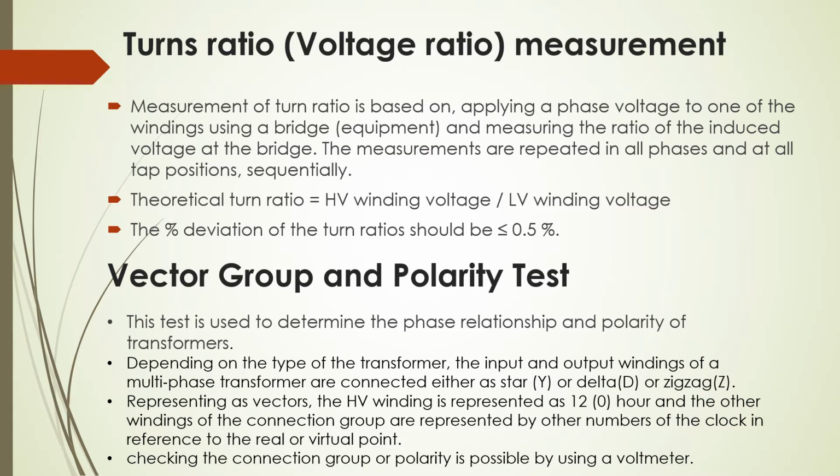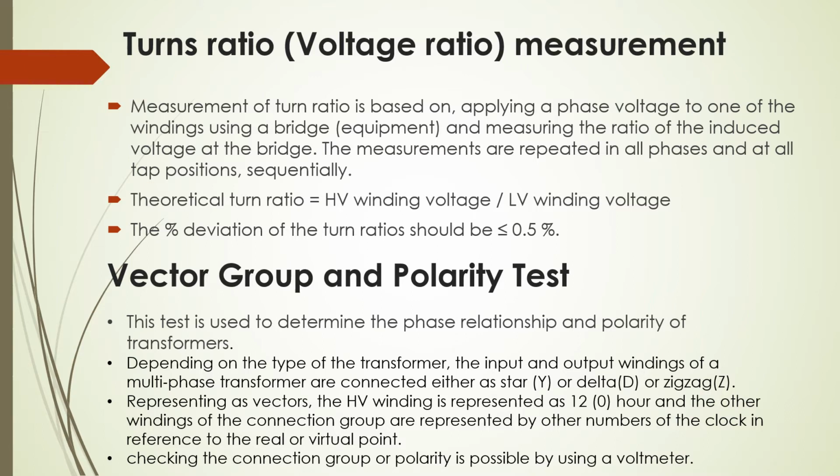Turns ratio or voltage ratio measurement. Measurement of turns ratio is based on applying a phase voltage to one of the windings using a bridge and measuring the ratio of the induced voltage at the bridge. The measurements are repeated in all phases and at all tap positions sequentially. Theoretical turns ratio is HV winding voltage upon LV winding voltage. The percentage deviation of turns ratio should be less than 0.5%.